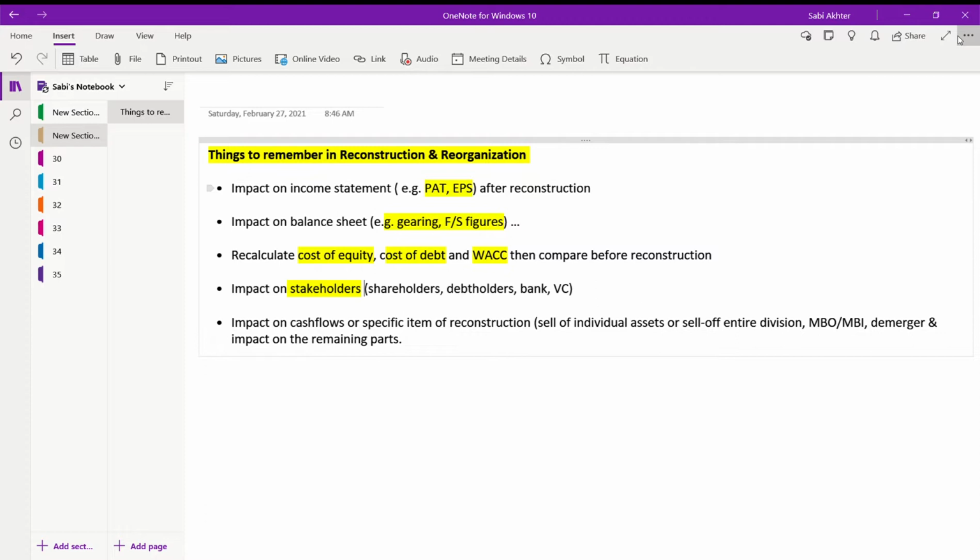Definitely, reconstruction and reorganization is the opposite of acquisition and merger. So one good thing is, whatever you have studied in acquisition and merger, apply in reconstruction and reorganization, but it is the opposite effect. There you are acquiring a company and joining. Here you are dividing into two separate companies. From one company you are getting two. How? Either you are selling your individual assets, or you are selling off your entire division.